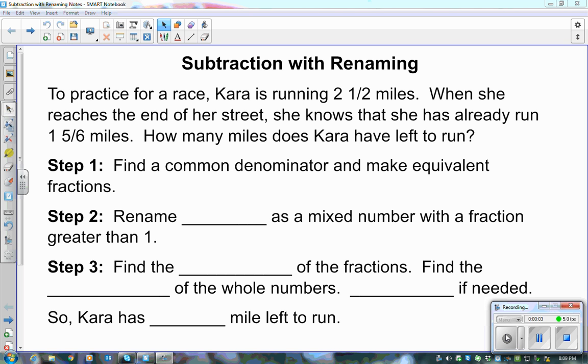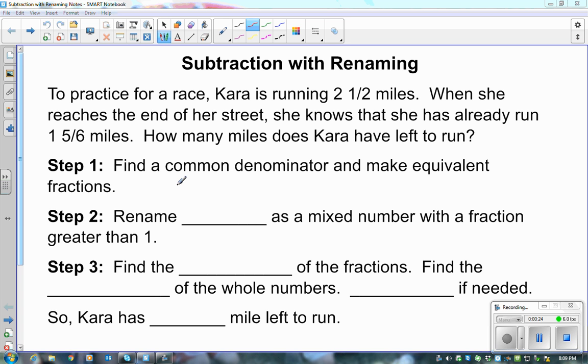Hi there, scholars. Today we're going to be doing some subtraction with renaming. So we're going to continue our study of subtracting mixed numbers, but we're going to talk a little bit about what we need to do if we need to rename those numbers. So let's take a look at this example.